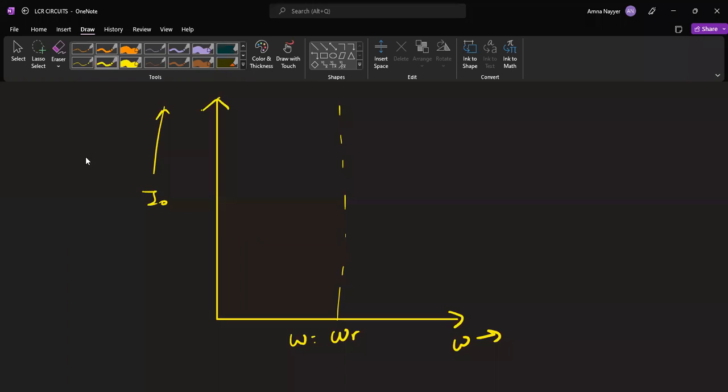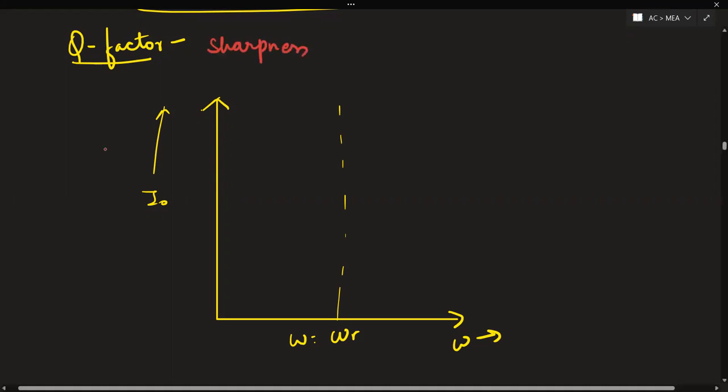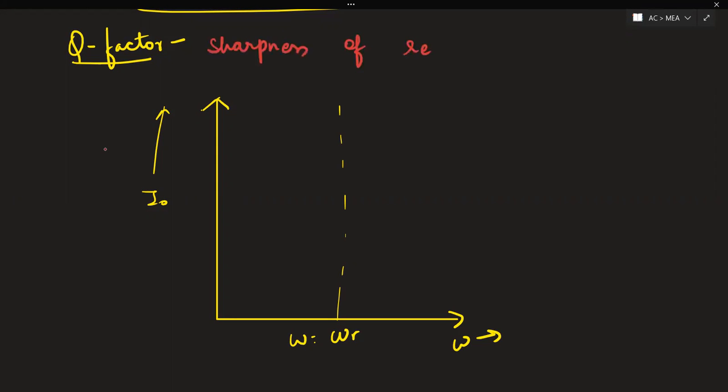First, just see this graph, then I'll tell you. Questions do come from this part, in the sense, what do you mean by sharpness of resonance in a series resonance circuit? Or find the expression for this term, Q factor. So whenever Q factor comes in your exam, you have to mention about the sharpness of resonance.